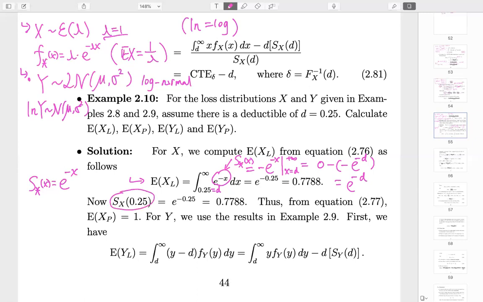The survival function, obviously we just plug in the d for 0.25, you get the survival probability, and then from E of L, you divide by the survival probability, you get E of P. So E of XP will be the expectation of XL divided by the survival probability at the deductible. So it's very easy to see. This is 1. It doesn't matter what deductible you take. Here, our deductible is 0.25. This has nothing to do with D. This is always true for any D.